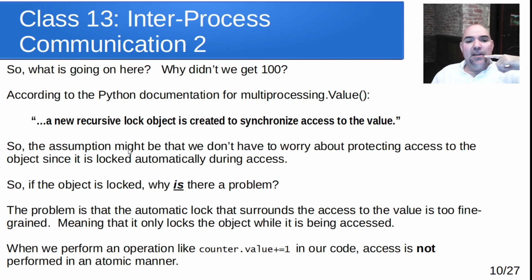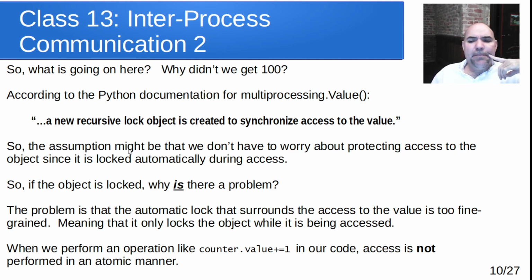So according to the Python documentation for multiprocessing.value, a new recursive lock object is created to synchronize access to the value. So the assumption that a beginning programmer might make is, hey, it's already synchronized. I don't have to worry about protecting access to that object. It's locked automatically during accesses, so I don't need to have a lock or a semaphore or any other kind of synchronization mechanism. And the question is, well, if the object is locked, then why do we have a problem?